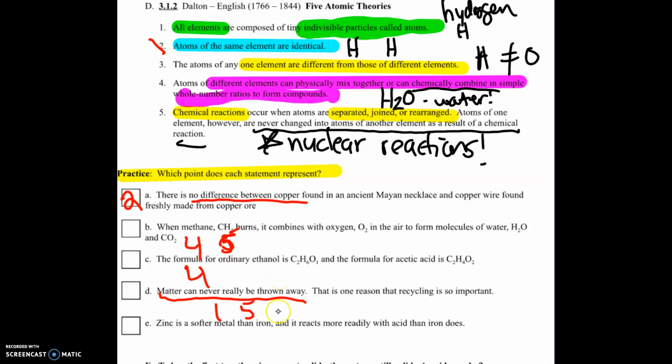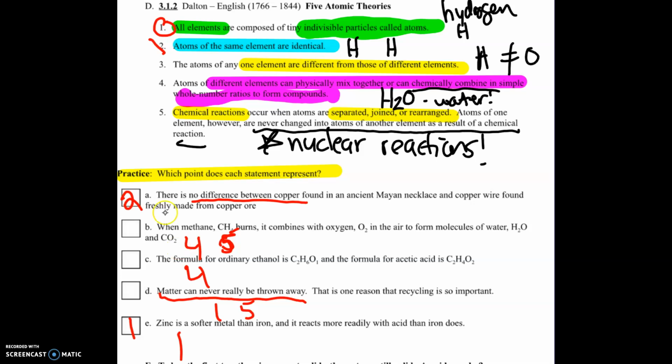Zinc is a softer metal than iron and reacts more readily with acid than iron does. So that's showing that zinc is different than iron. So atoms of the same element, no. Maybe number 1 for that one. All elements are composed of tiny particles called atoms. That kind of makes sense. And I haven't maybe used that one there. So let's put this one in.